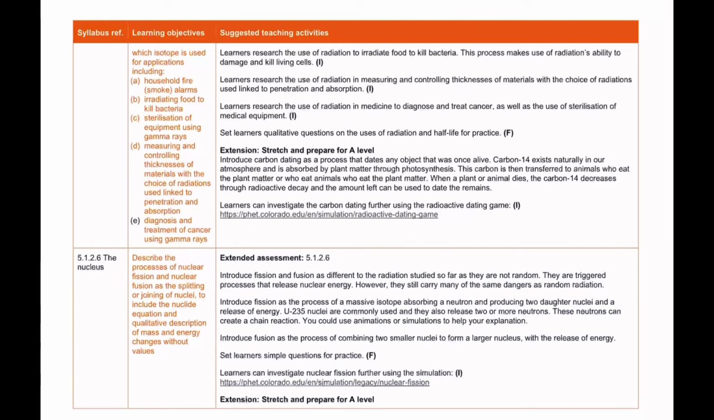B. Irradiating food to kill bacteria, C. Sterilization of equipment using gamma rays, D. Measuring and controlling thickness of materials, with the choice of radiations used linked to penetration and absorption, and diagnosis and treatment of cancer using gamma rays.